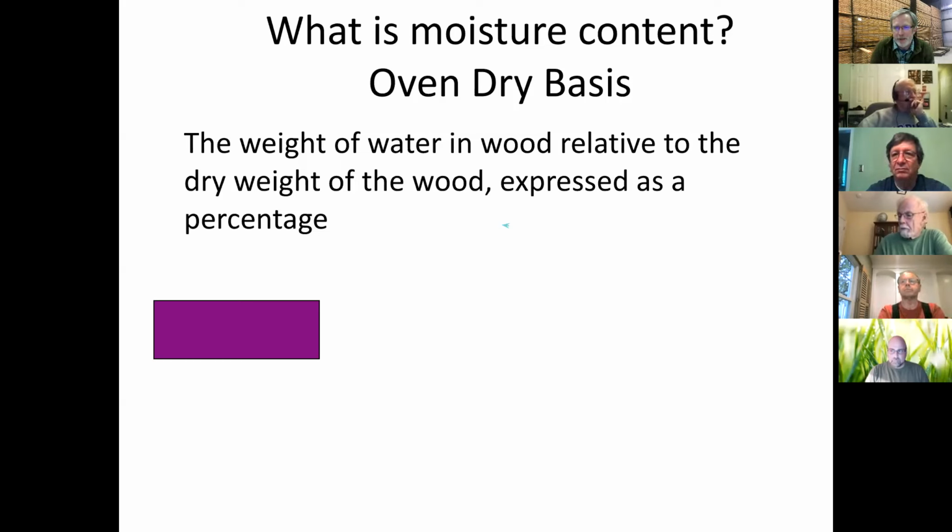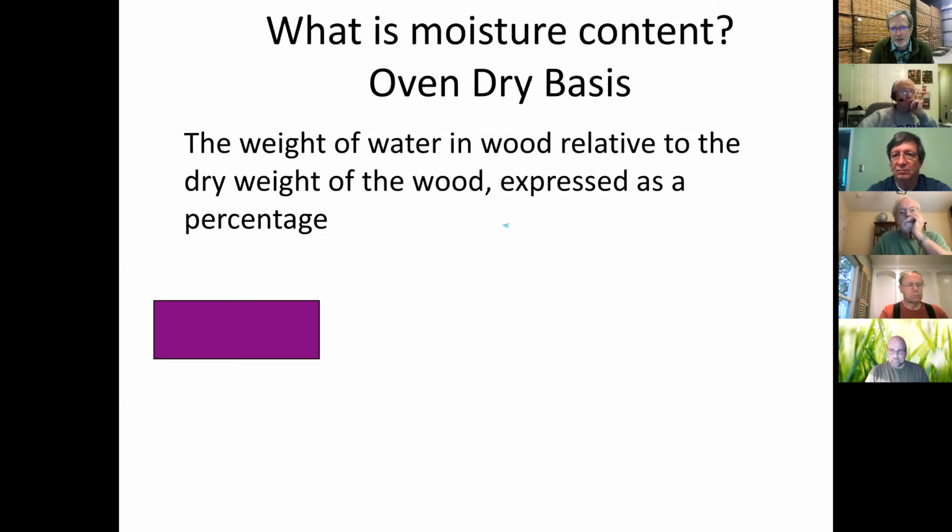Now, other folks like the pulp and paper companies, they'll measure it on the green basis. And in the green basis, that would tell us what percentage of the wood is actually full of water. On the oven dry basis, it's not, okay? It is the weight of water in wood relative to the dry weight of wood expressed as a percentage, a very different thing.